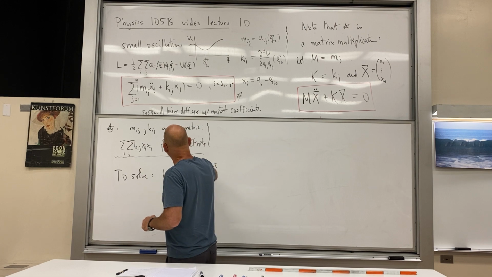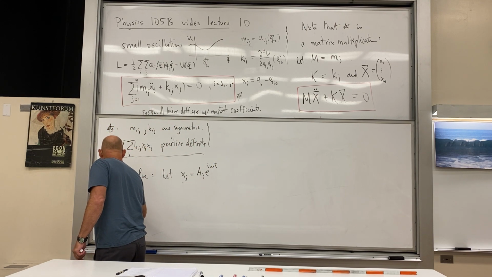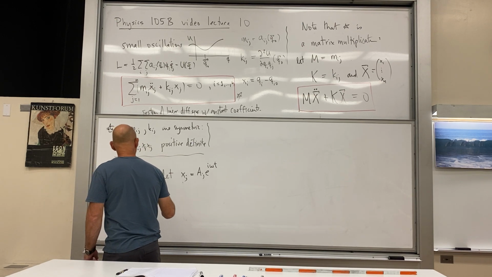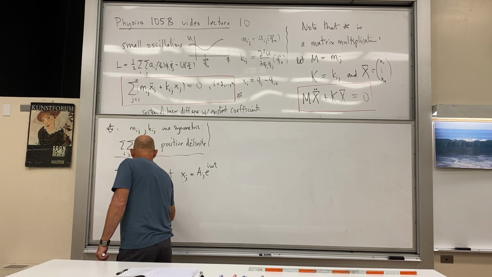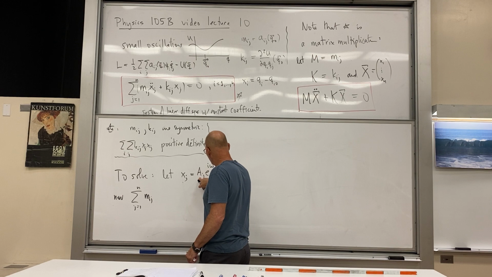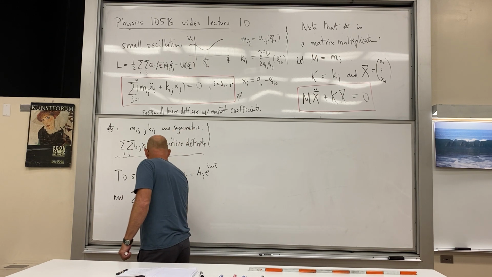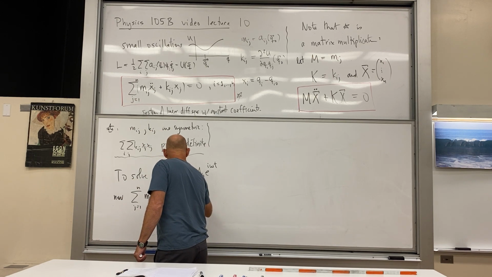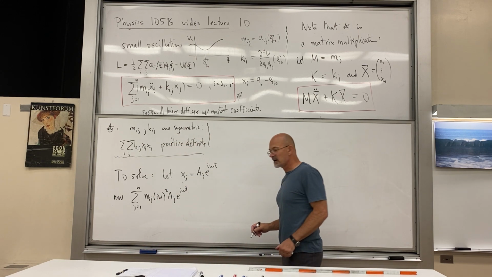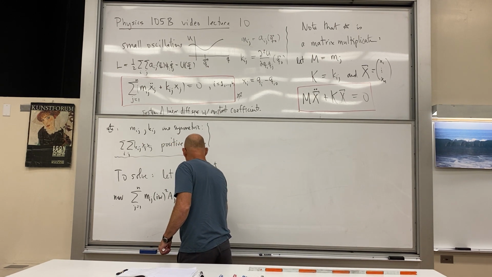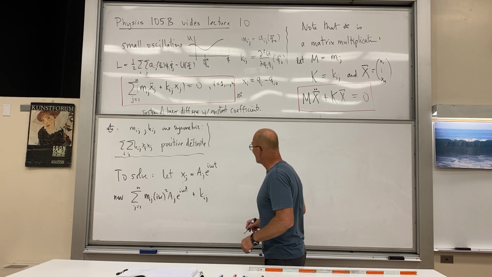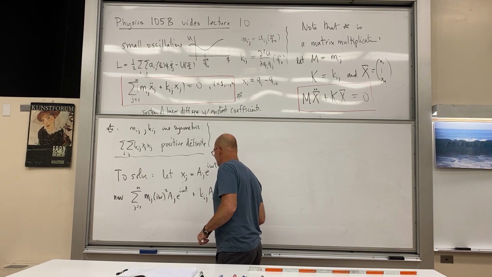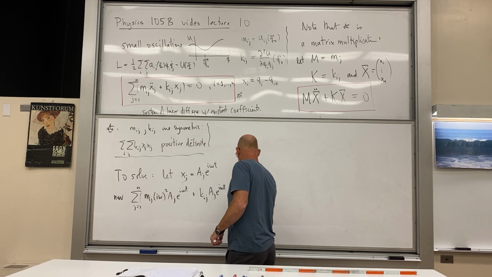So we let this, and then we go ahead in there, and we've got our sum, j equals 1 to n. We're going to take two derivatives. So we're going to have m_ij, x_j second derivative, so that brings down minus omega squared, a_j e to the I omega t. Did a lot of this last semester. Still under the same sum, k_ij a_j e to the I omega t equals 0.